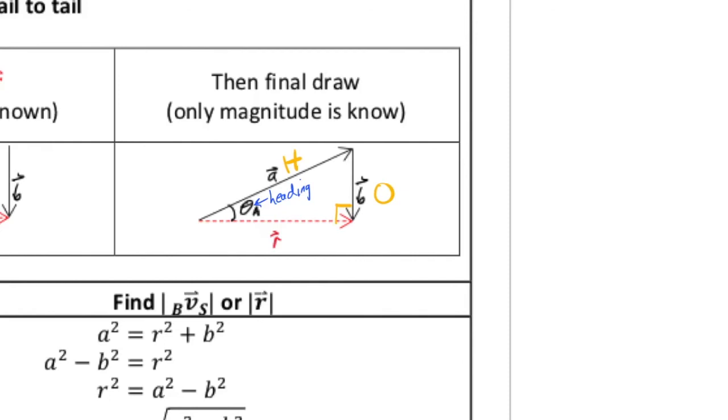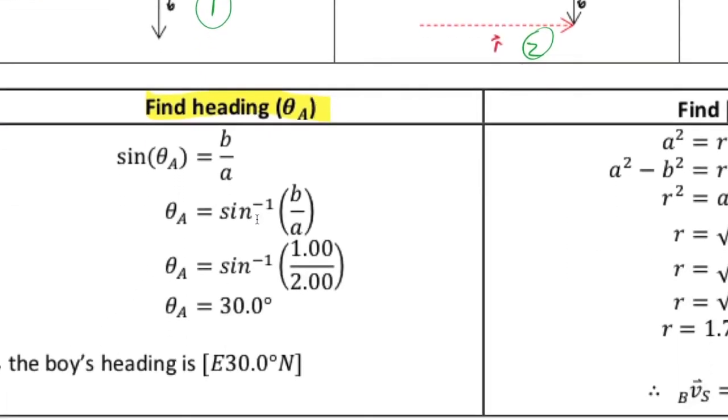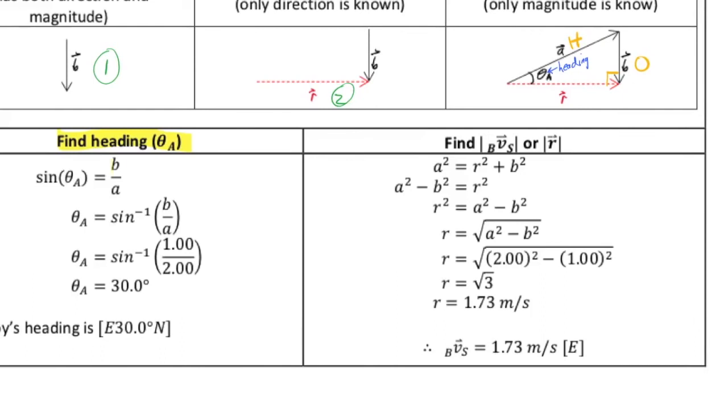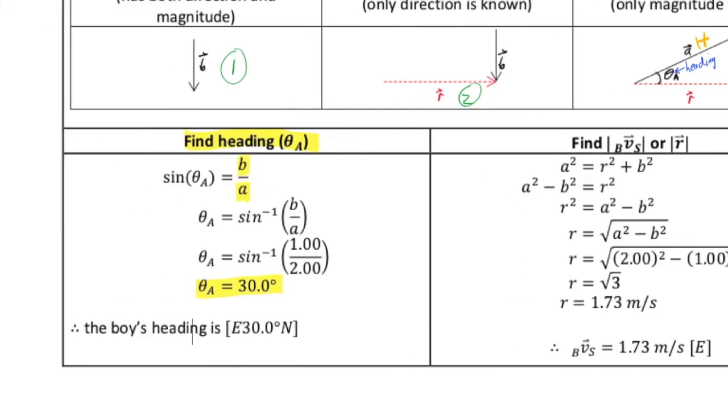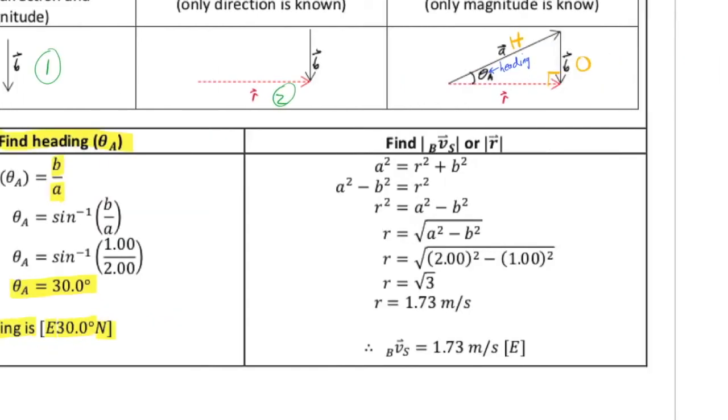So in this case, we have opposite, hypotenuse, and we need an angle. Opposite, hypotenuse, and angle straight up implies that we're using sine. So sine of theta A is the opposite, which is B, over the hypotenuse, which is A. This gives us an angle of exactly 30 degrees, but 30.0 degrees rounded to 3 sig figs. So therefore, the buoy's heading is east 30 degrees north, which makes sense because if the river is trying to push you south, you need to have some angle towards the north to fight the river's flow.